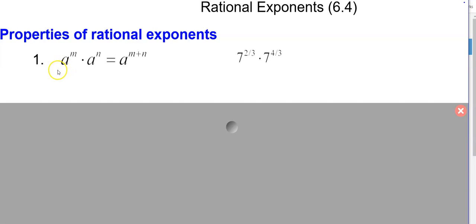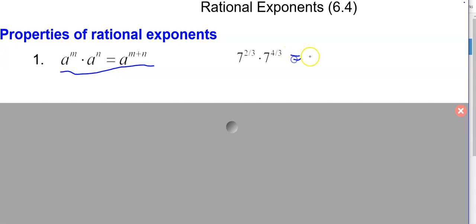So we've studied this year, like when you multiply with the same base, you add the exponents. Like that rule. Everything's a little tougher when the exponents are rational exponents. That means when the exponents are fractions. Fractions are rational numbers. So the same principle applies.